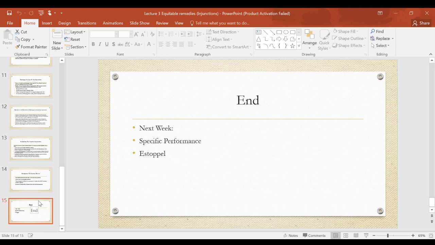And next week, we'll be looking at specific performance and estoppel, and perhaps a few other equitable remedies that may be relevant for us to discuss in this chapter module.